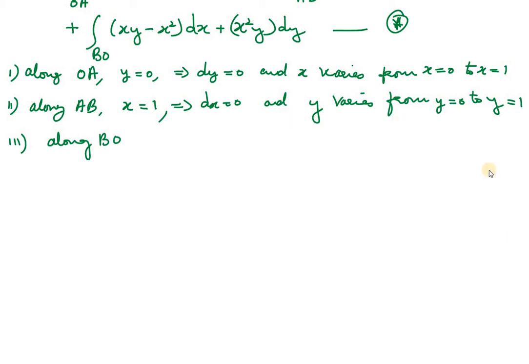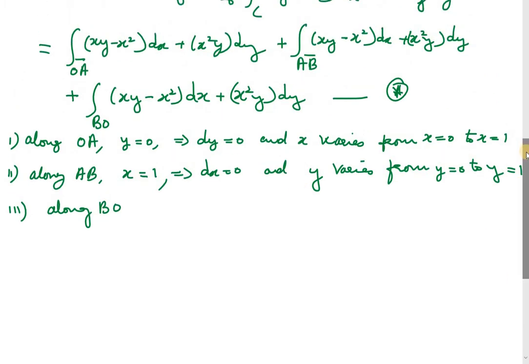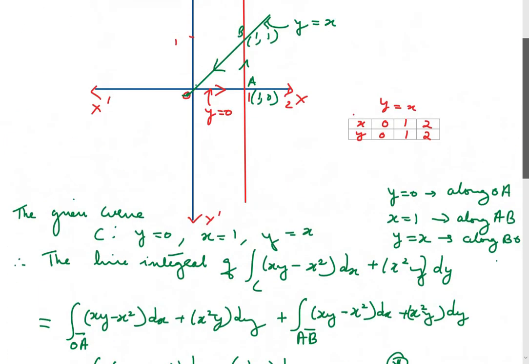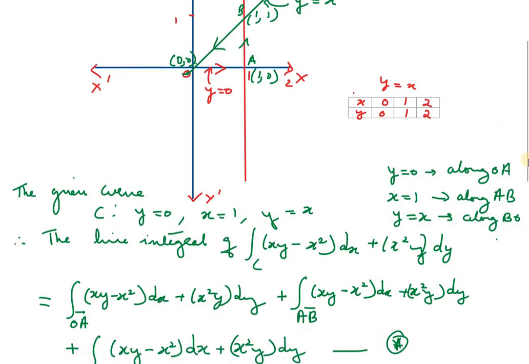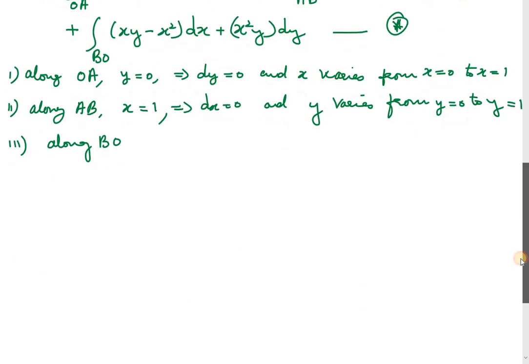Along BO, you can see that y can be replaced by x. And x here varies from 1, and at this origin, what is the coordinate? It will be 0, 0. So x varies from 1 to 0. And you can replace the value of y in that integral by x. And if y is equal to x, it means dy also will be dx.